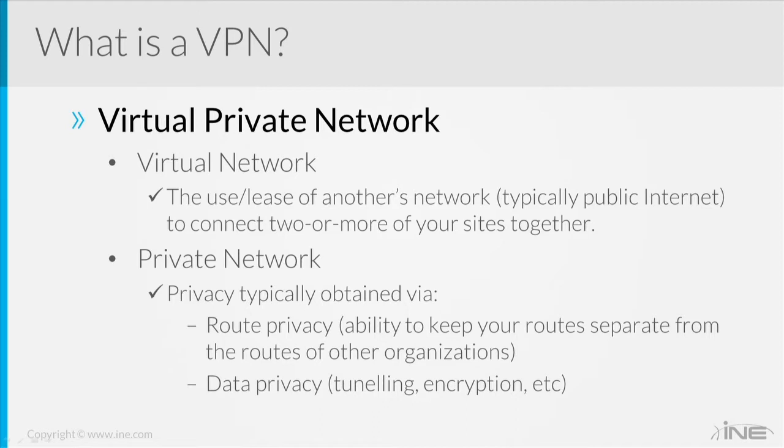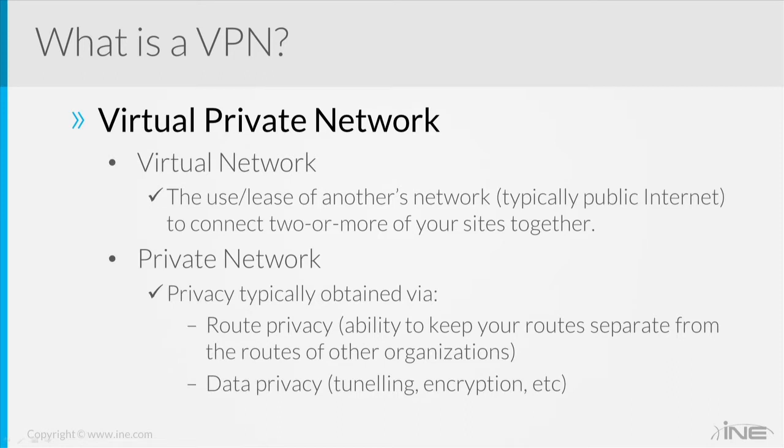Virtual network strictly is used in the context that in order to connect two or more of your networks together, so two or more of the networks that you control, that you've cabled, you've set up the routers and switches and everything, they are yours, we need to make use of someone else's network. Typically this would be like a service provider's network. So we're leasing or renting another's network to connect our network together.